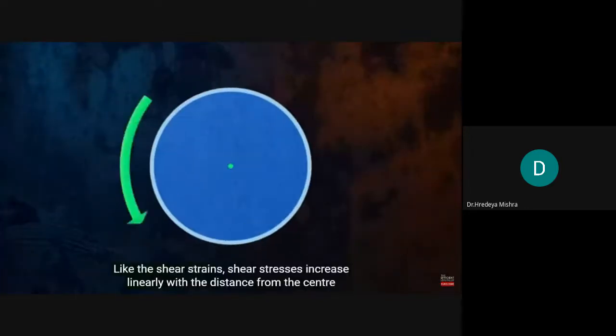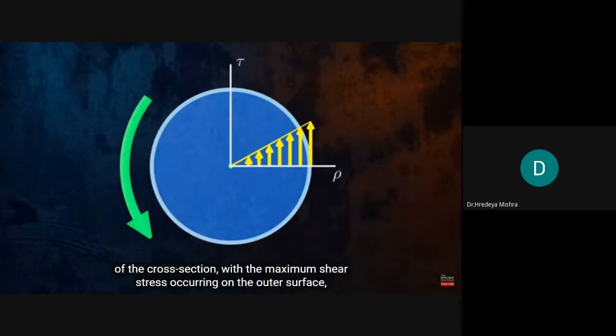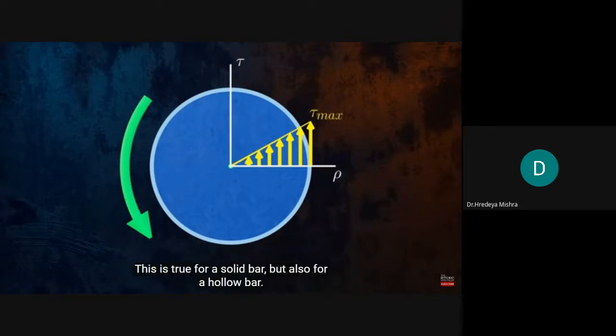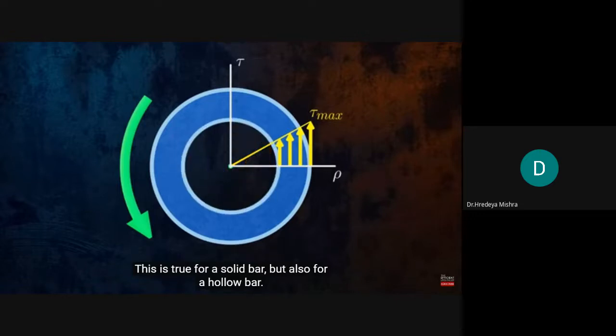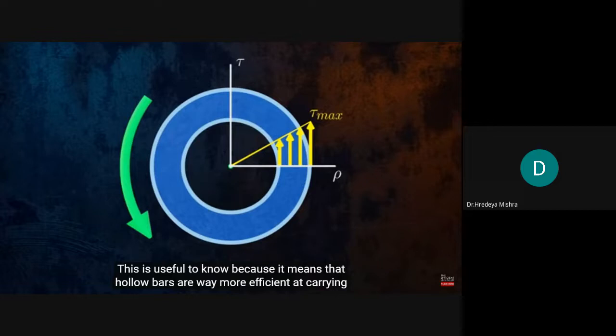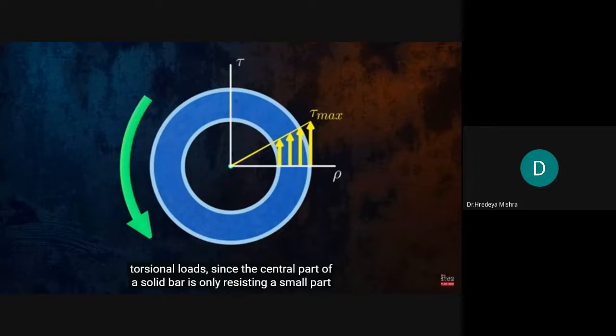Like the shear strains, shear stresses increase linearly with the distance from the center of the cross-section, with the maximum shear stress occurring on the outer surface, as you can see here. This is true for a solid bar, but also for a hollow bar. This is useful to know because it means that hollow bars are way more efficient at carrying torsional loads, since the central part of a solid bar is only resisting a small part of the total load.